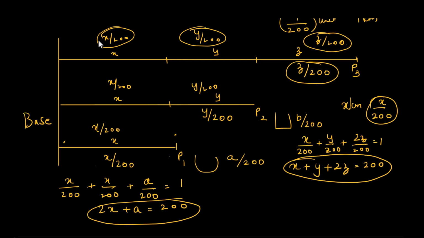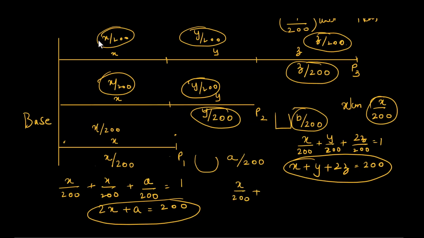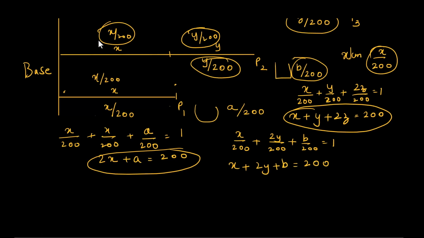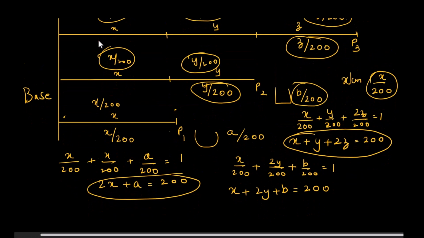I can also say that the fuel left and this fuel used, they all will again sum up to 1. So that's X by 200 plus 2Y by 200 plus B by 200 as equal to 1, and that gives me another equation, which is X plus 2Y plus B as equal to 200. Okay, great.